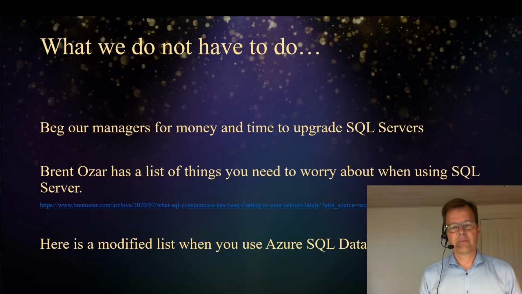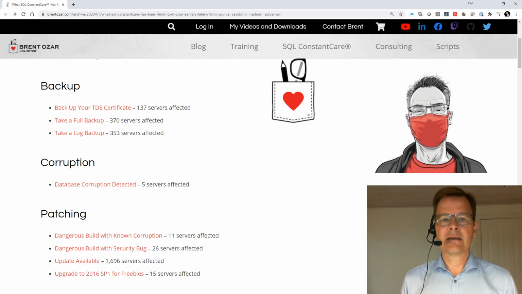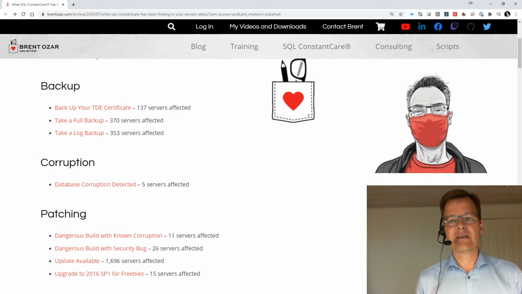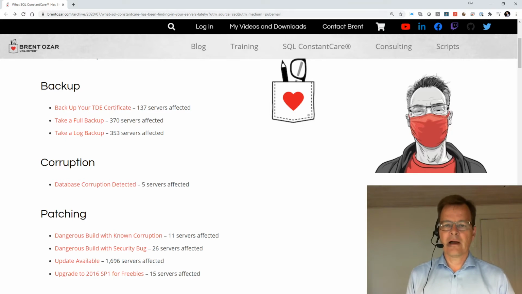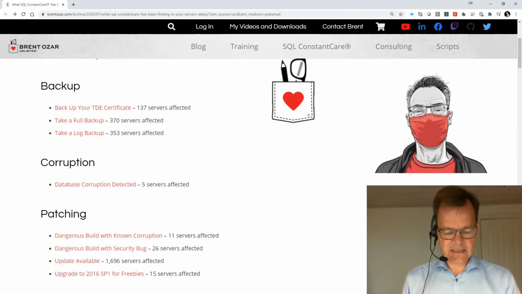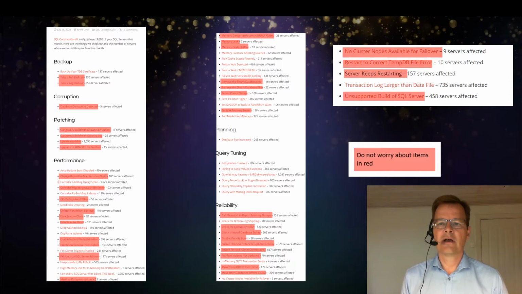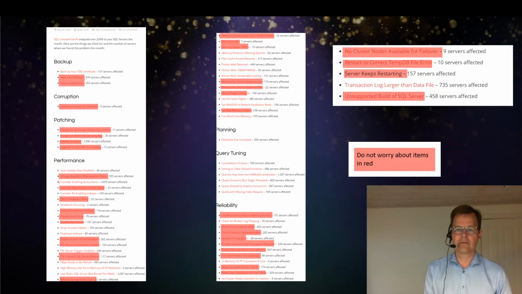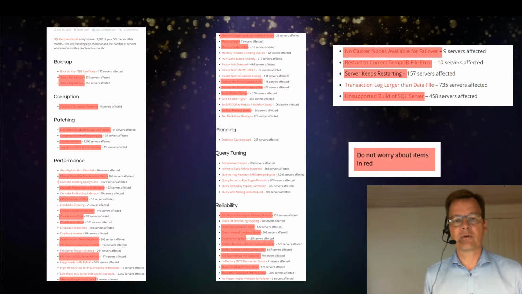And Brent Ozar has a list of things that you need to worry about when you're using a SQL Server. This link, and it's quite long, as you can see up top left hand there. And I've converted this list to show you what you don't have to worry about on Azure SQL DB. I've highlighted the stuff in red that you don't have to worry about.